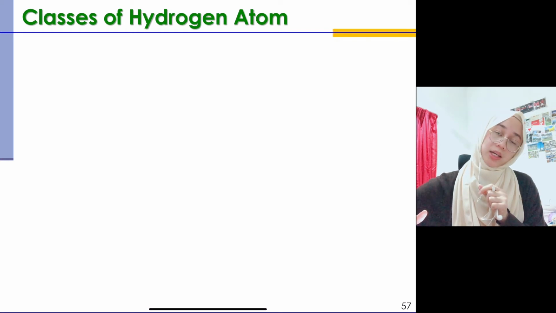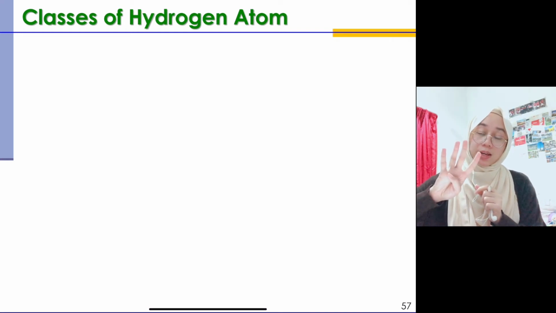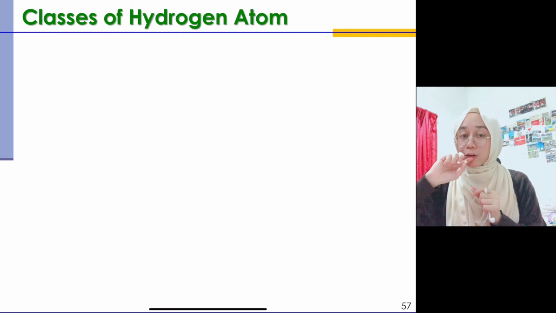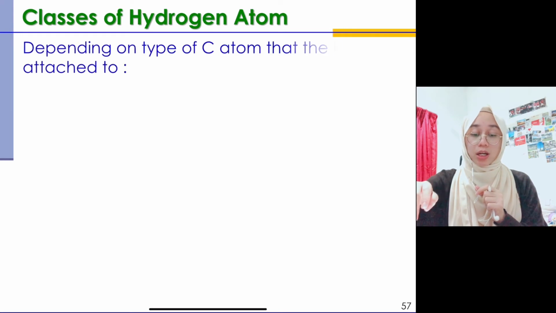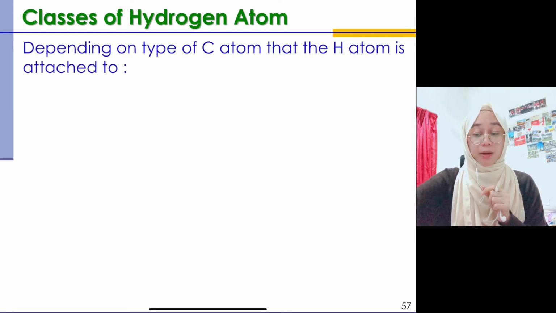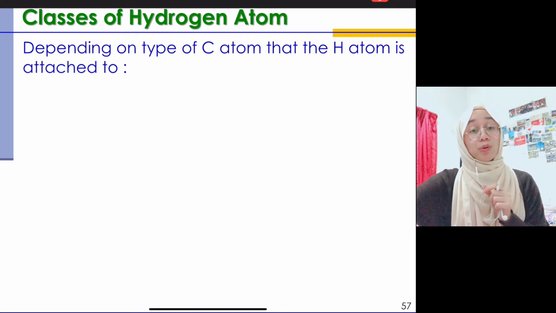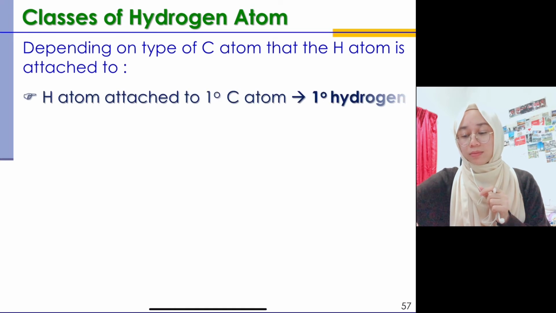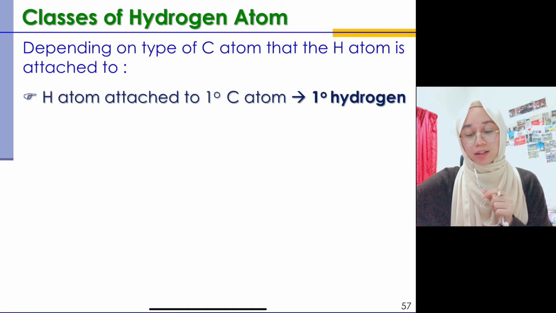So kalau tadi carbon ada 4 classes, primary, secondary, tertiary, quaternary. So adakah hydrogen ada 4 juga dia punya kelas? So let's have a look. So depending on the type of carbon atom that the H atom is attached to, you can classify the hydrogen punya class.